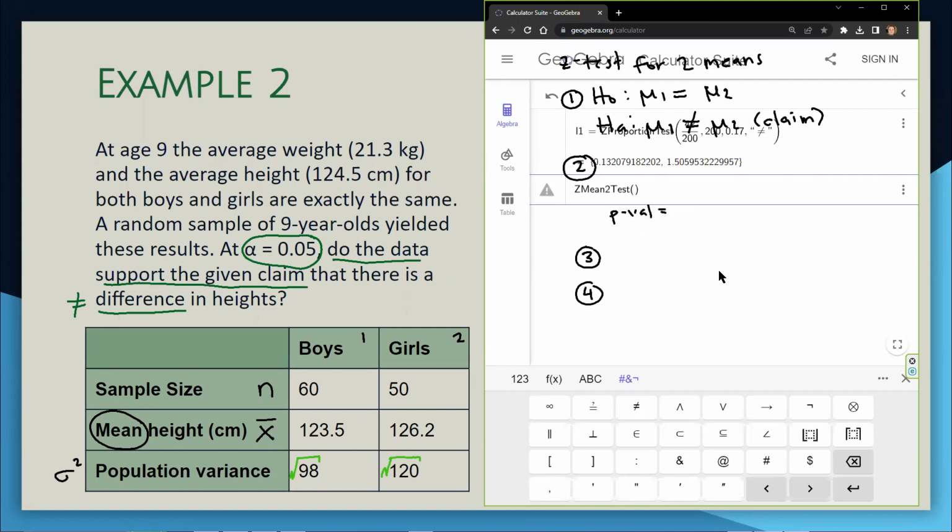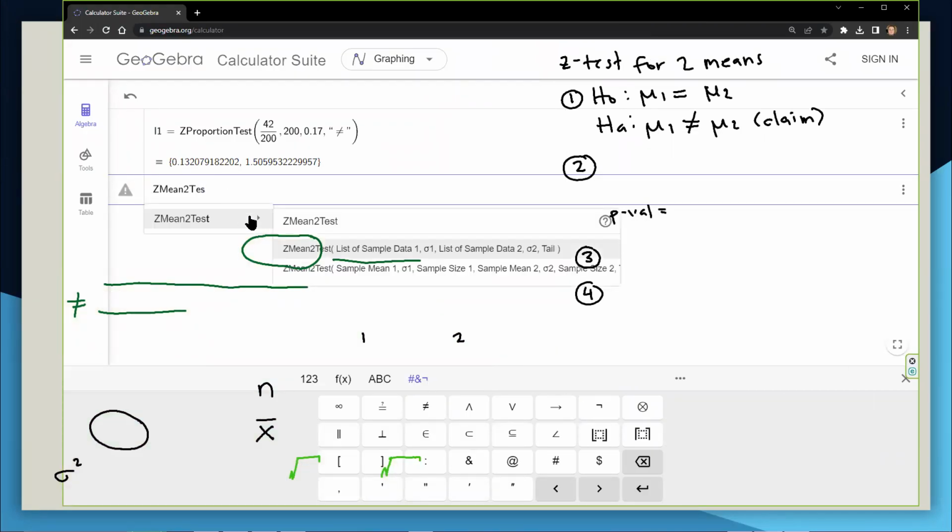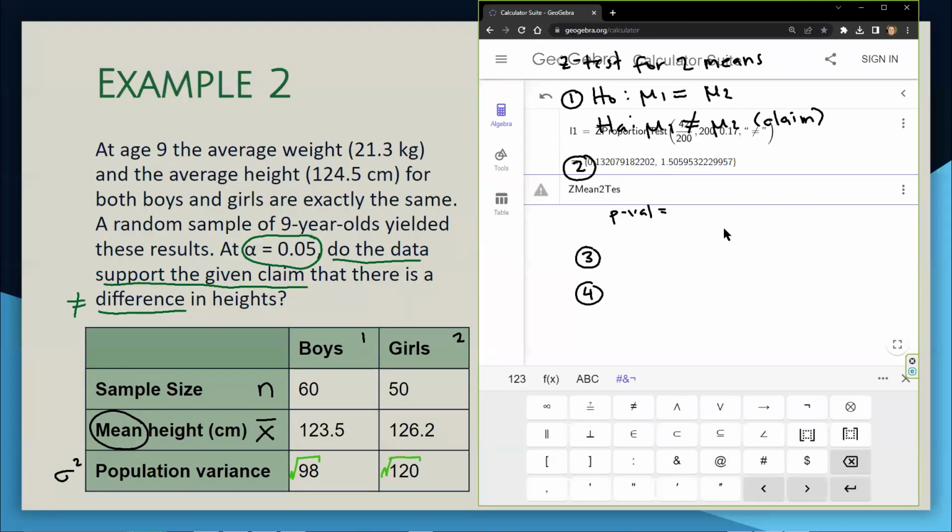So z-mean2 test, and we want, oh my gosh, I've already forgotten. What do we want first? Oh my gosh, Andrew, you have a brain fart today. Mean, standard deviation, sample size. I can remember that.